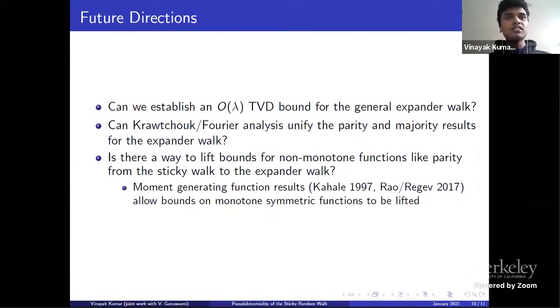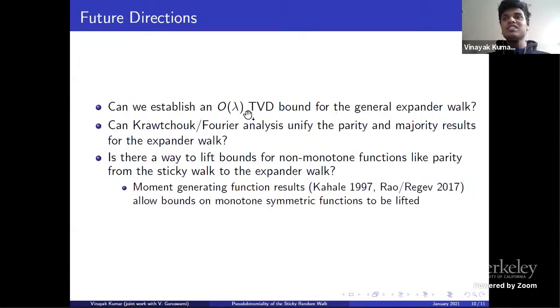So some future directions would be, we almost have it, but can we establish an O of lambda factor for the general expander walk setting? So basically, can we remove that polylog factor from the distance? And then, as I said, we did depend on the symmetry of the sticky walk to show the parity and majority result. So is there a way to replace this symmetry part with some Fourier analysis so that we could perhaps generalize it to the expander walk setting?